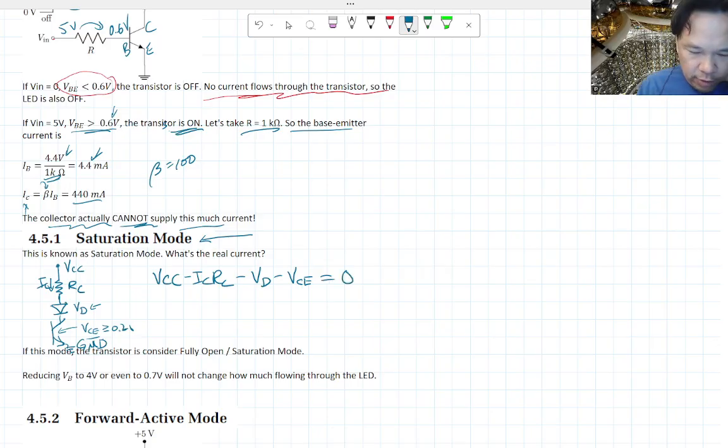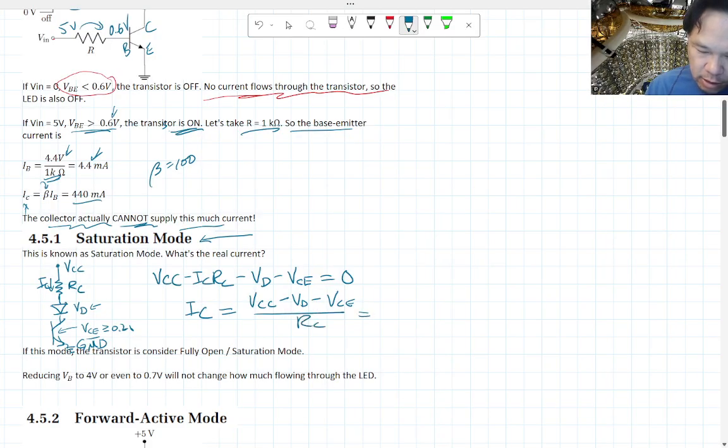Solving this equation for IC, flip this over. It's VCC minus VD minus VCE, all divided by RC. So this is 5 minus 1.8 minus 0.2, divided by RC, which in this case is 330 ohms. So what is that? That's 3 volts divided by 330 ohms.